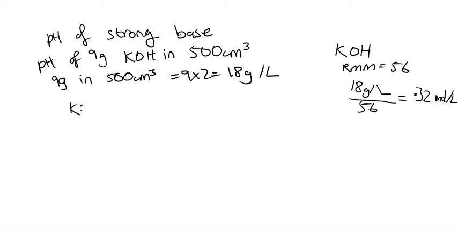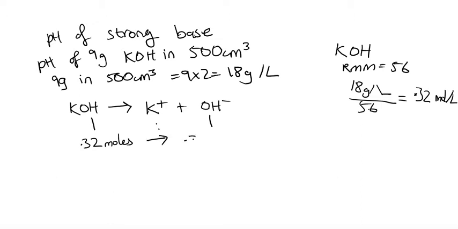Okay, now we can go back to look at our equation. So when our potassium hydroxide dissociates, it will form K plus and OH minus ions. This is a fairly simple equation because the ratio is just 1 KOH is to 1 OH minus. So if we have 0.32 moles of our KOH, then we can expect 0.32 moles of our OH minus as well.